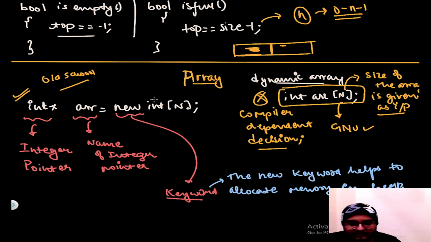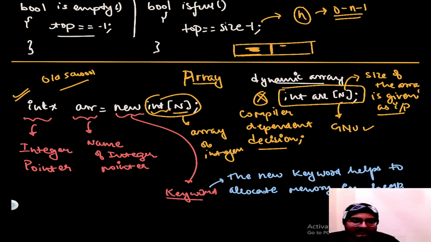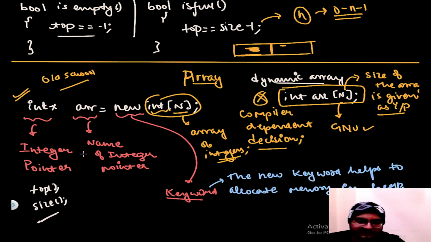Then we have integer, and then we have n. It means an array of integers. So this I will be using in the class. There would be one element which would be known as top, and there would be an element known as size. So in this way we will implement our stack class.